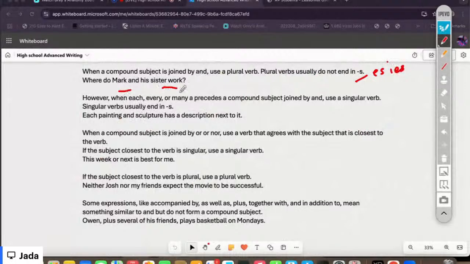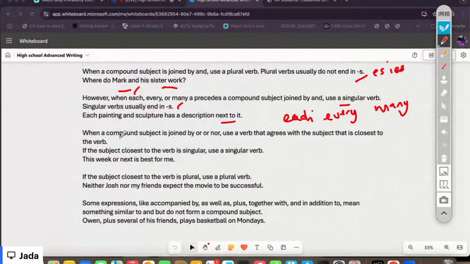However, when each, every, or many a precedes a compound subject joined by and, use a singular verb. So when each, every, or many precedes a compound subject, you have to use a singular verb. Singular verbs usually end with s. Like each painting and sculpture has a description next to it. So when you have each, every, many, you have to use a singular verb.